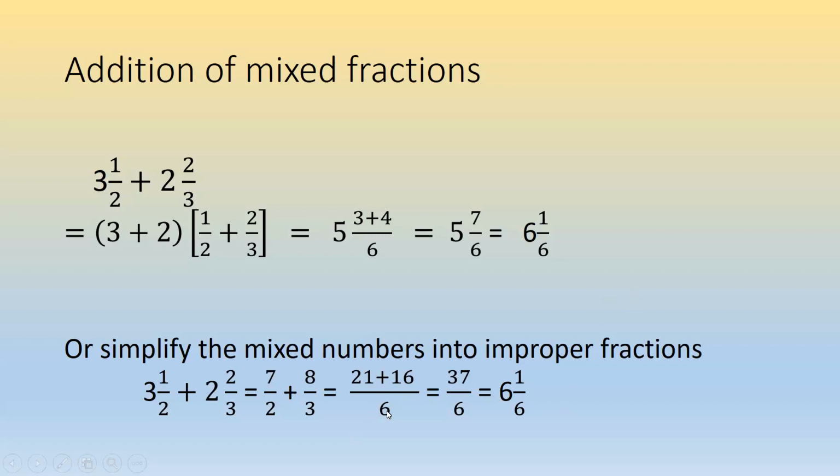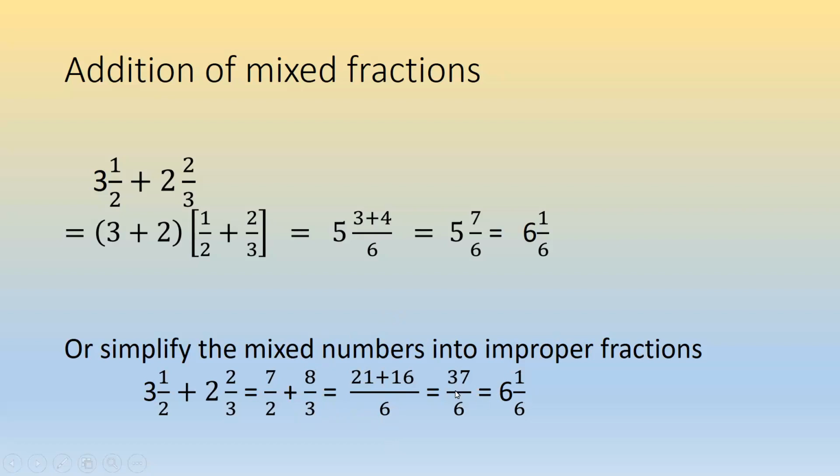So your least common multiple here is 6. And with this 6, 2 times 3 is 6. So the 3 that multiplies the 2, you multiply that 3 by 7. Are you with me? So 3 times 7, you have 21. And then for the 3 here, 3 times 2 is 6, so you multiply that 2 by 8 and you have your 16. So you add 21 plus 16, you have 37. And you have 37 over 6.